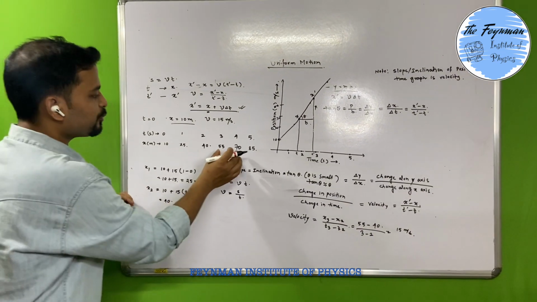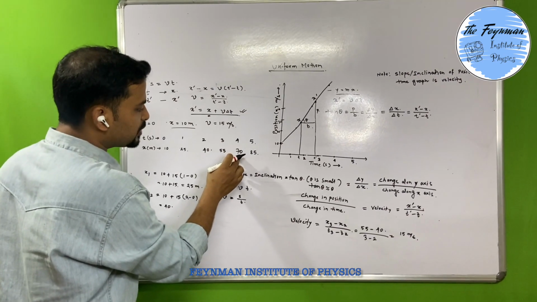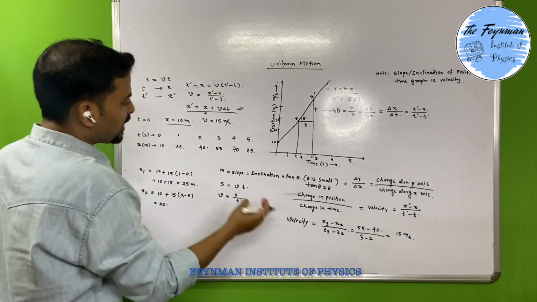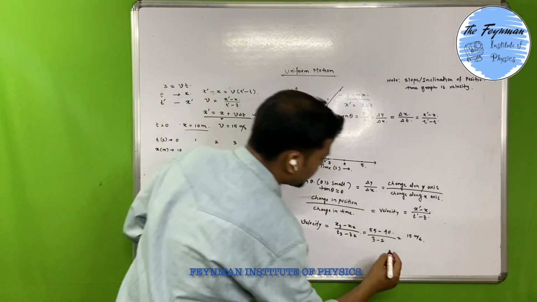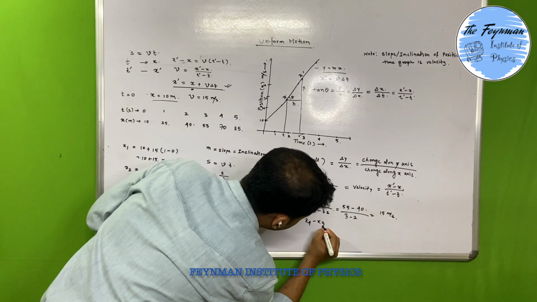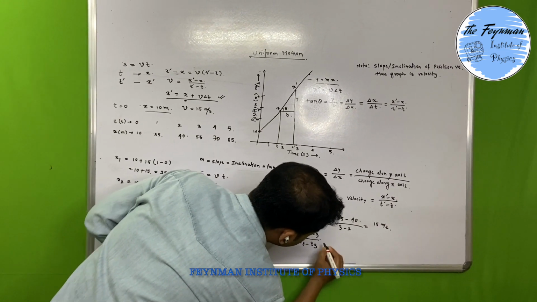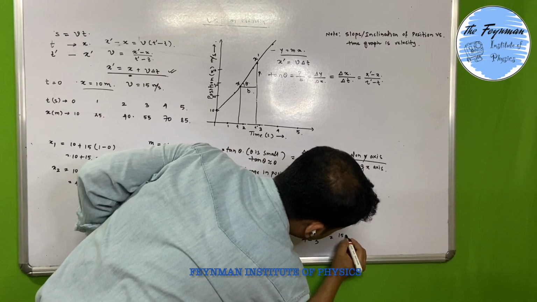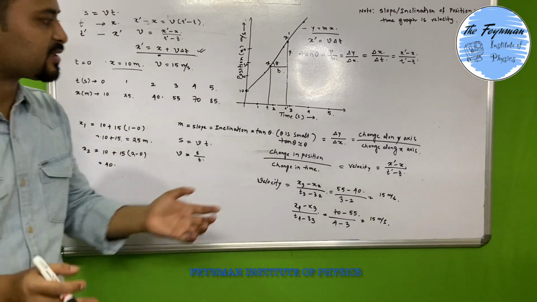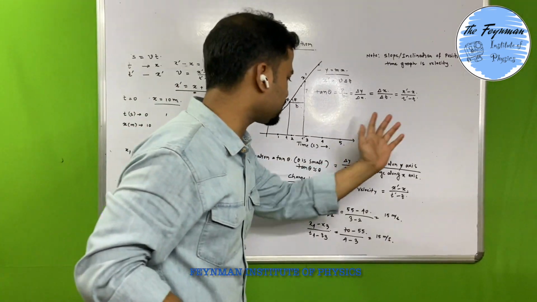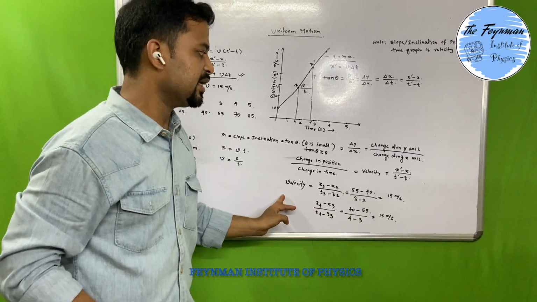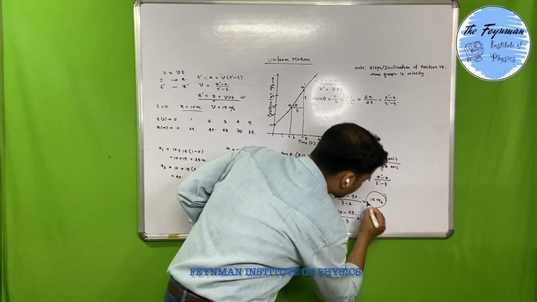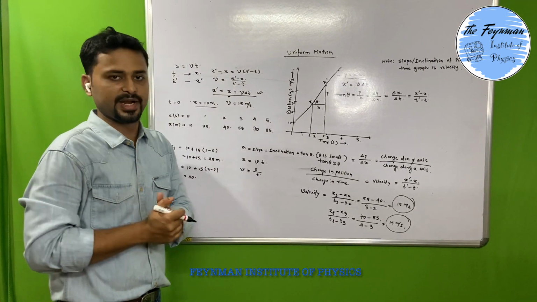Similarly, you can check it between 4 seconds and 3 seconds. x4 will be 70 and x3 will be 55. So x4 minus x3 divided by t4 minus t3 is 70 minus 55 divided by 4 minus 3. So again it is 15 meter per second. So we have checked the fact that in a position time graph, the inclination or tan theta or the slope is actually the velocity. And in this particular case it is a uniform motion, because for each interval of time the velocity remains constant.